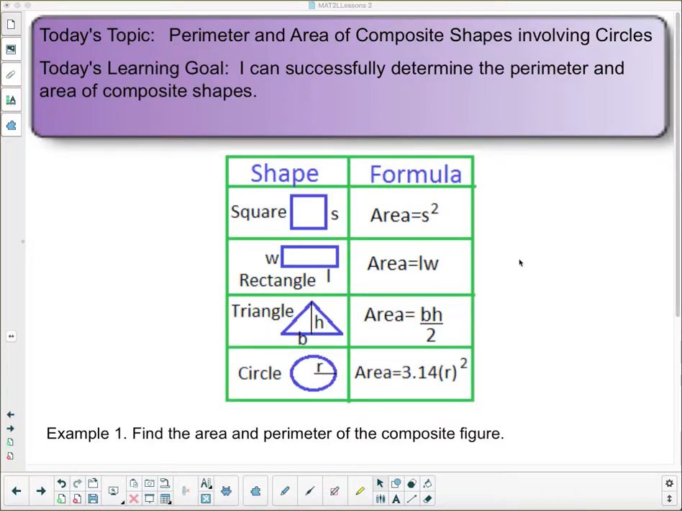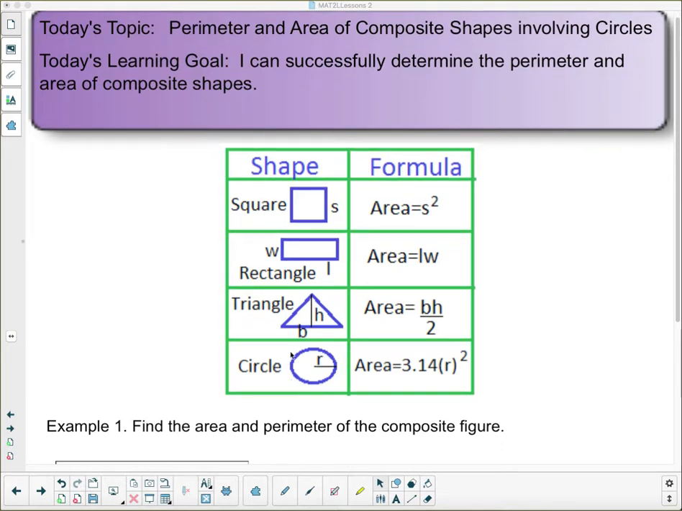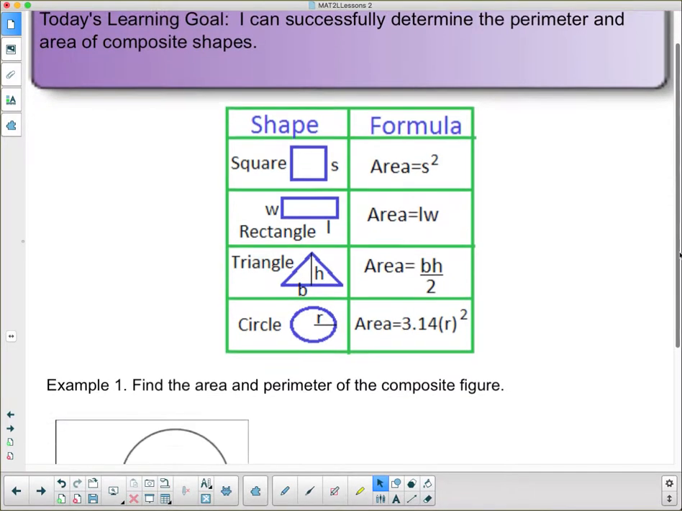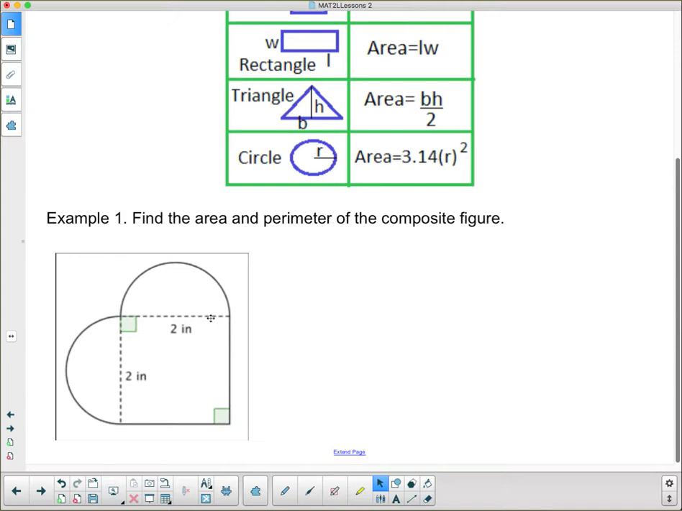Well, hello. Today we're going to talk about the perimeter and area of composite shapes that have circles. Back when you did this before, you probably did them with squares, rectangles and triangles, and now we're just throwing in the circle that you learned how to find the area and perimeter of in the last lesson. So a composite shape is a shape like this one that's made up of more than one shape.